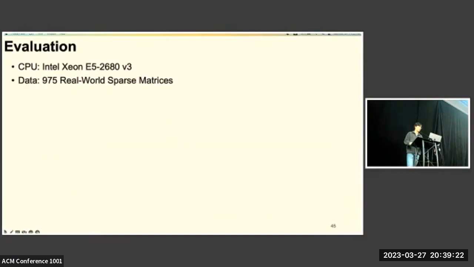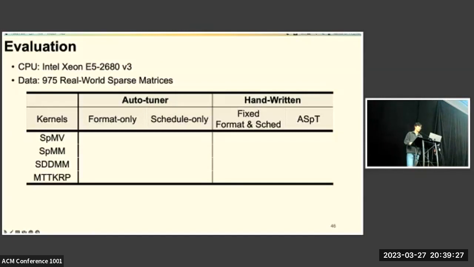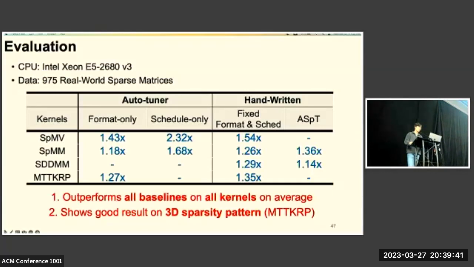We evaluated WACO on a multi-core CPU and tested on thousands of real-world matrices. We prepared 4 baselines in different columns. 2 are based on an auto-tuning approach, and the other 2 are fixed implementations written by experts. We also tested WACO on 4 different sparse tensor algebra kernels, as you can see in the different rows. As you can see, WACO outperforms all baselines on all 4 different sparse tensor algebra kernels on average. And it also shows good results on not only 2D sparsity patterns, but also 3D sparsity patterns like in MTTKRP.